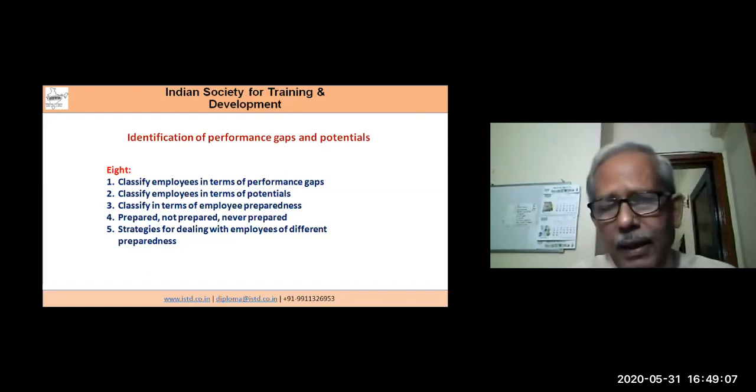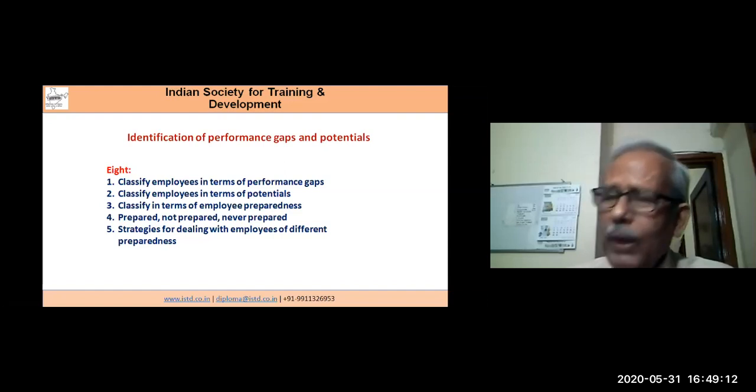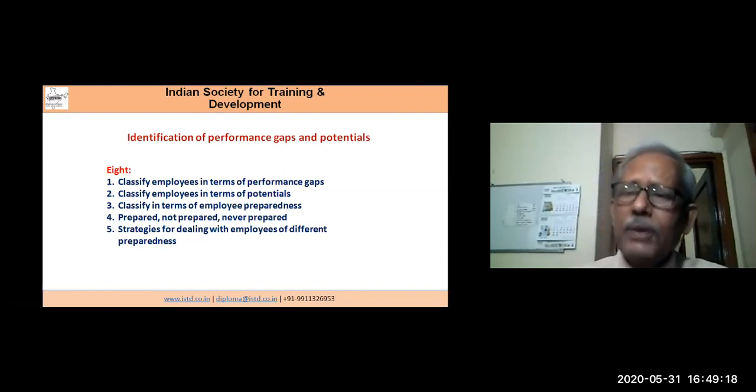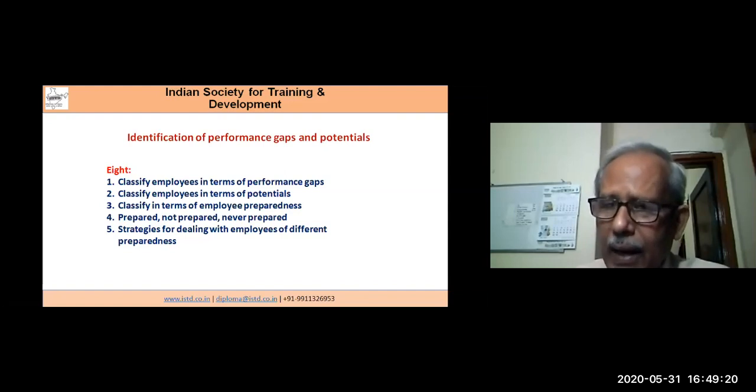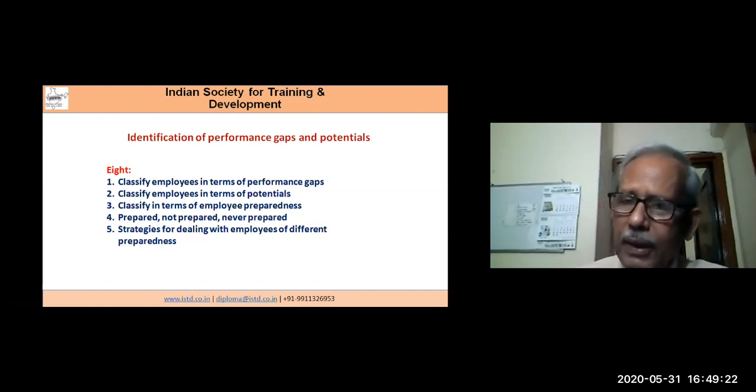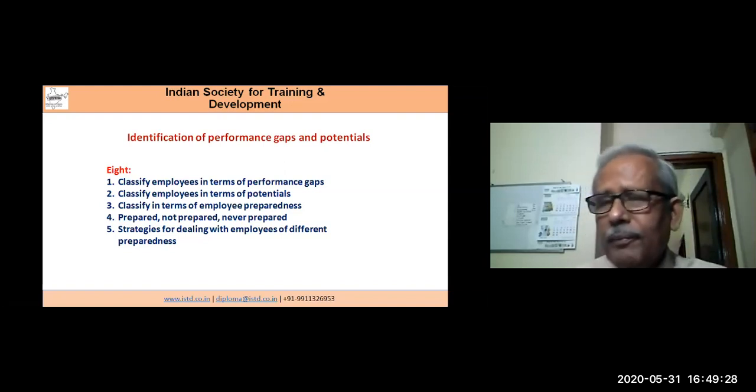So first thing, classify employees in terms of performance gap. This comes in the question of developing people. When there is a high gap, you need to see why there is a high gap and how you can meet up that gap. The performance gaps are to be identified. Classifying the employees in terms of potential. So it's two things, the gaps and potential.